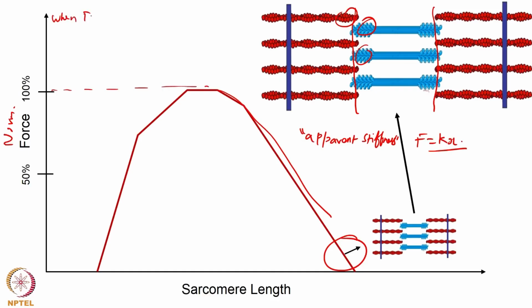When the force produced by the sarcomere is greater than the external load on the muscle, what will happen? The length will reduce, is it not? Why? Because it is the sarcomere force that is greater.